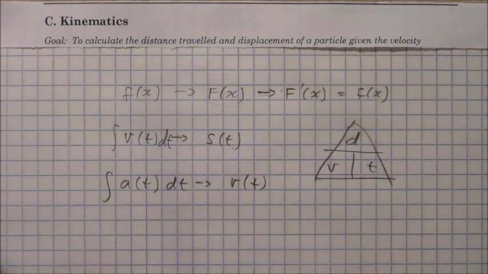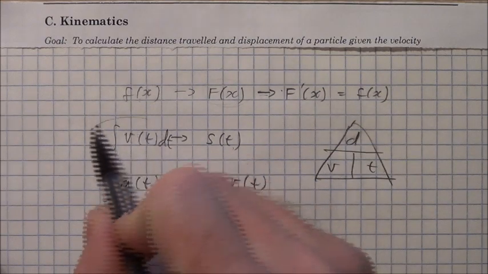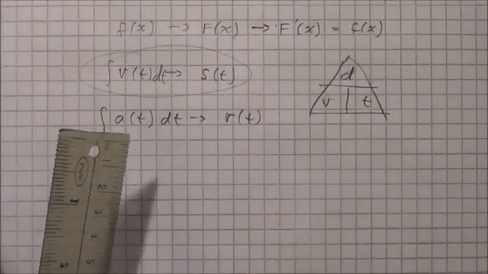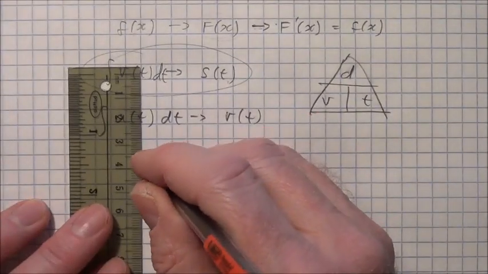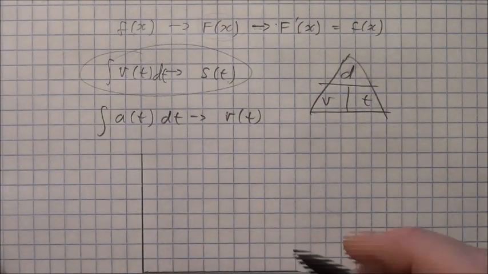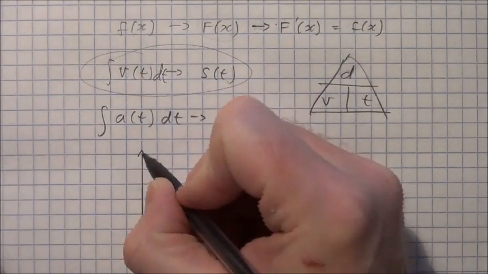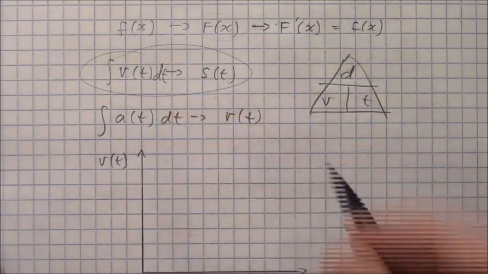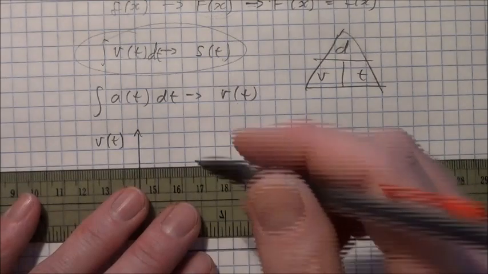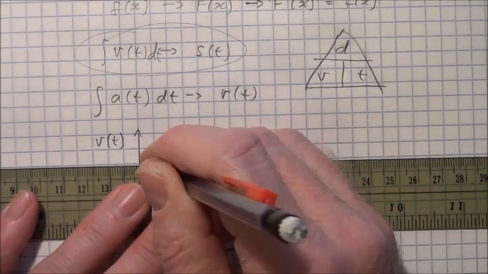So, knowing that the integral of velocity is displacement, and that the integral is the area under the curve, suppose we have a velocity time graph. Usually we use distance time, but this time we're going to use velocity time, or speed time, whatever we want to call it.